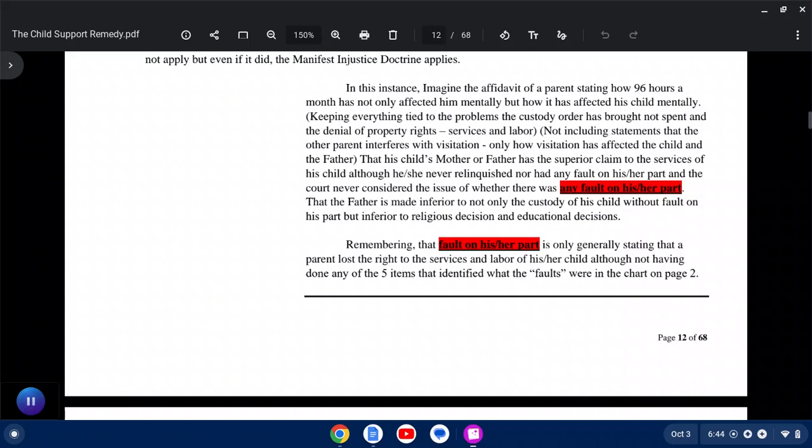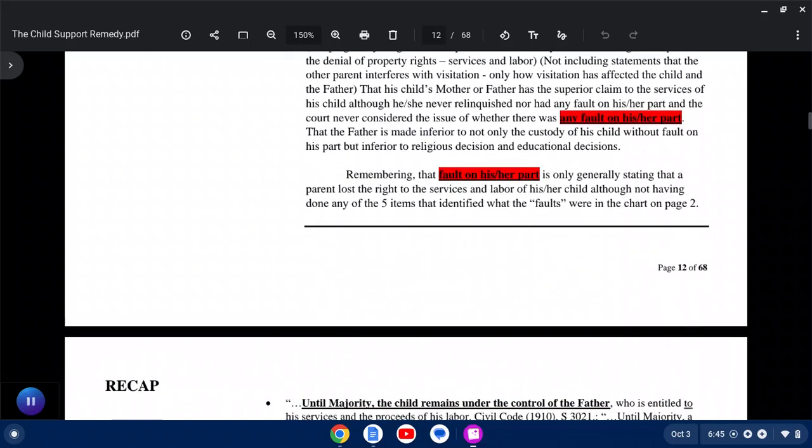I think I see what they're saying here. That the child's mother or father has the superior claim to the services of the child, although he or she never relinquished nor had any fault on his or her part, and the court never considered the issue of whether there was any fault on his or her part. That the father is made inferior to not only the custody of his child without fault on his part, but inferior in religious decisions and educational decisions.